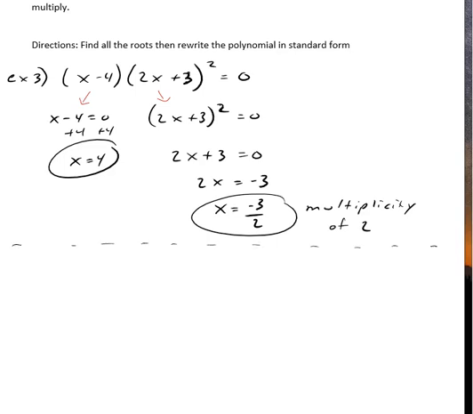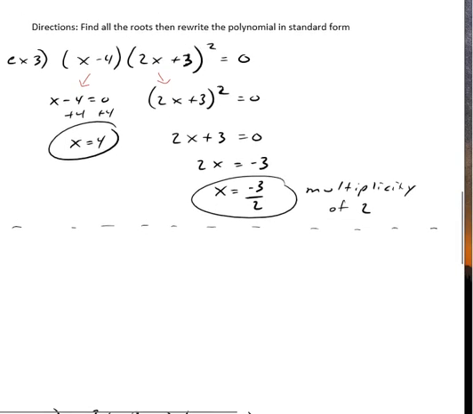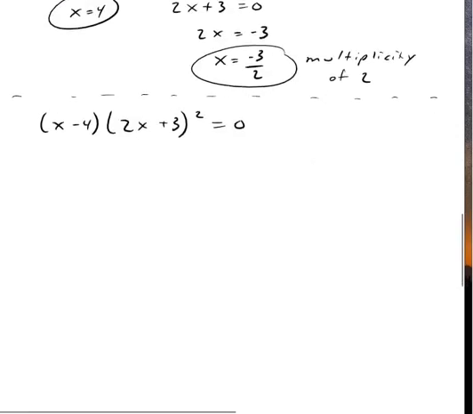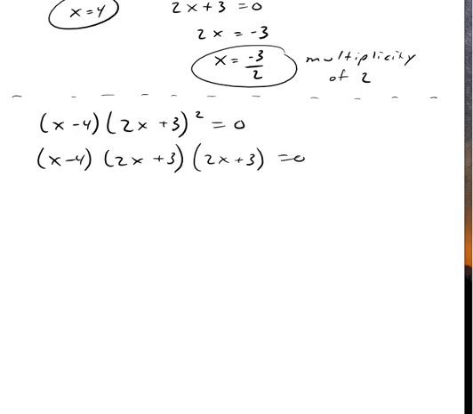Alright, so that's the first part. We found all the roots. The second part now is to write it in standard form. So I have x minus 4 times 2x plus 3 squared equals 0. Now the square part is important for this one because it's going to say x minus 4 and 2x plus 3 times 2x plus 3 equals 0. You can multiply in any order you'd like. You can do x minus 4 and 2x plus 3 first, or you can do 2x plus 3 times 2x plus 3 first. It does not matter.